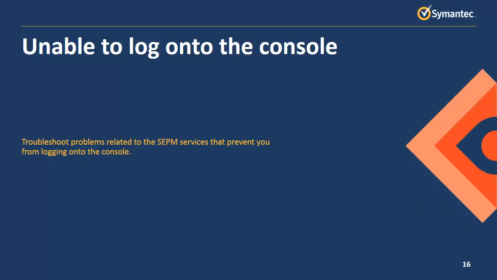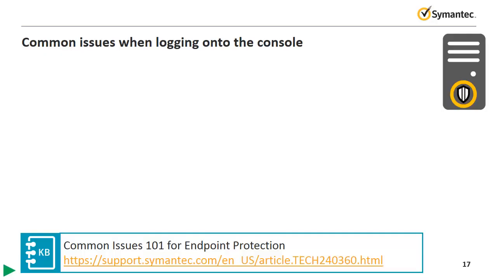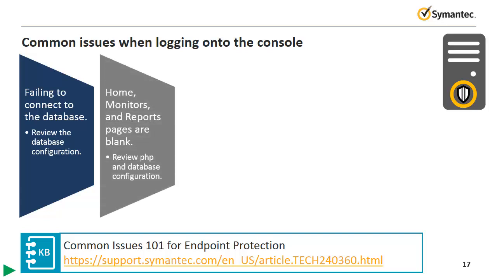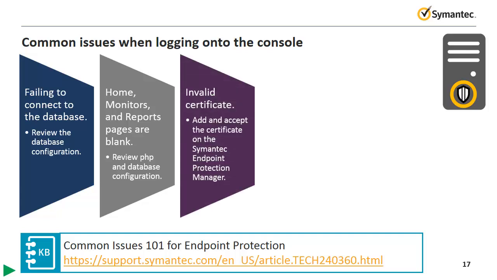In this topic, you'll learn how to troubleshoot problems that prevent you from logging onto the SEPM console. There are multiple causes for issues when logging into the SEPM console. The management server may fail to connect to the database, which requires a review of the database configuration. If the home, monitors, and report pages are blank, then you may need to review the PHP settings and database configuration. For invalid certificate issues, you can add and accept the certificate on the Semantic Endpoint Protection Manager.